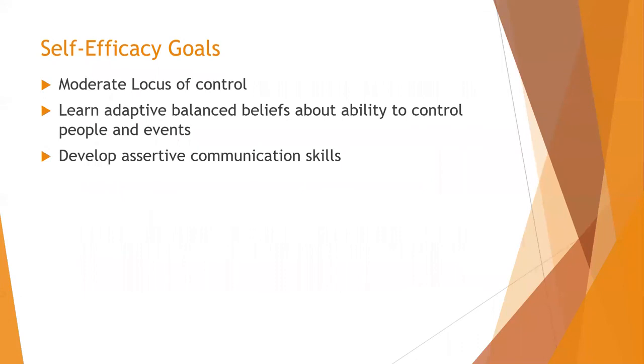We want to help them have a moderate locus of control, understanding that there are certain things you can change and certain things you've got to accept because you can't change them. We'll help them learn adaptive, balanced beliefs about the ability to control people and events and develop assertive communication skills.